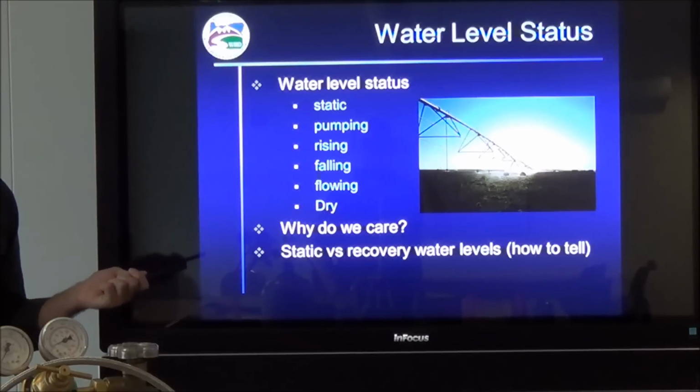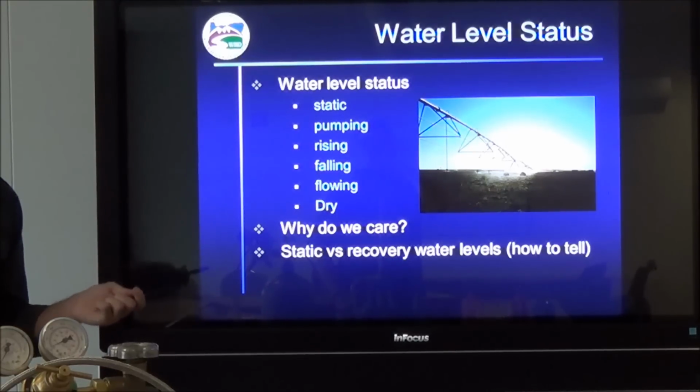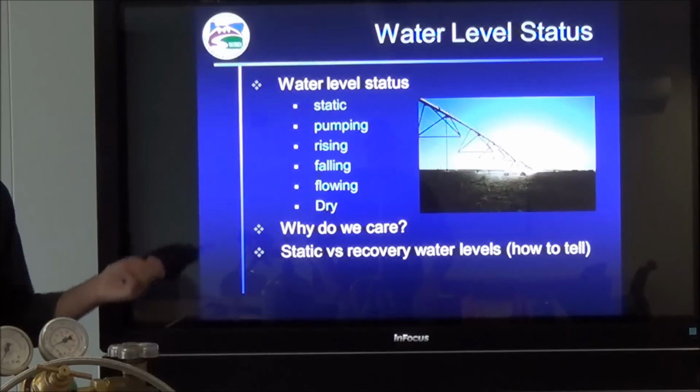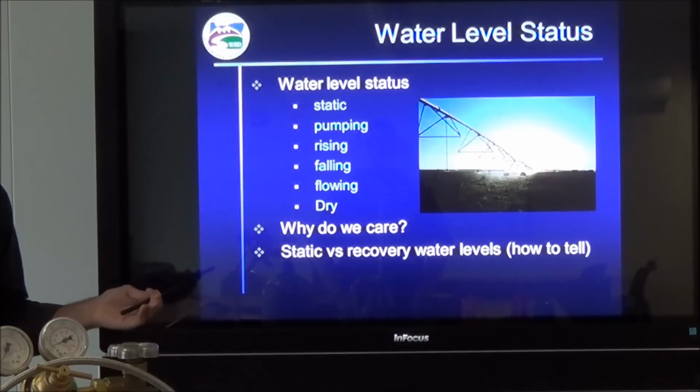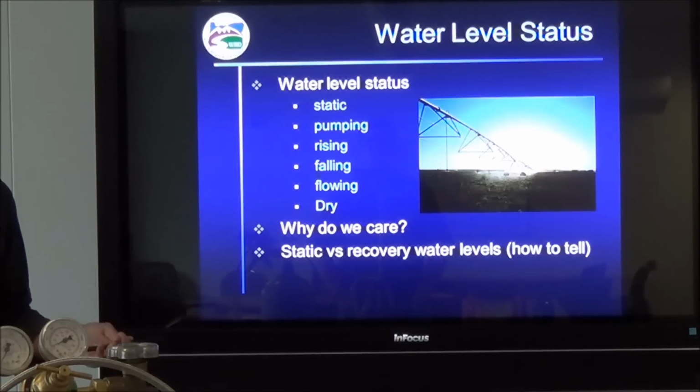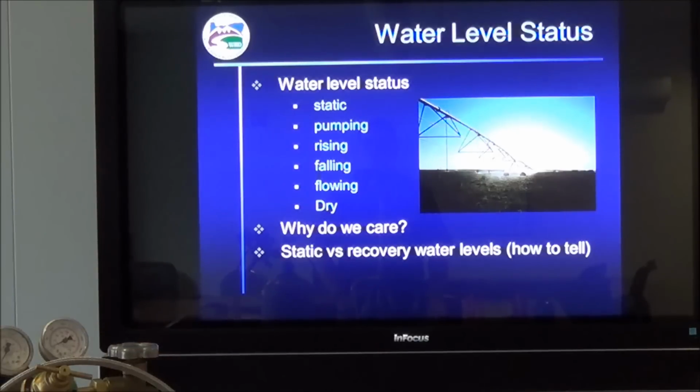Falling water level could be a response to a nearby well that's pumping. So it's drawing the water down in the well that you're measuring. A flowing well is an artesian well that's flowing at land surface. You run into those every now and then. And finally, a dry well is where your well has no water in it. These are all possibilities.